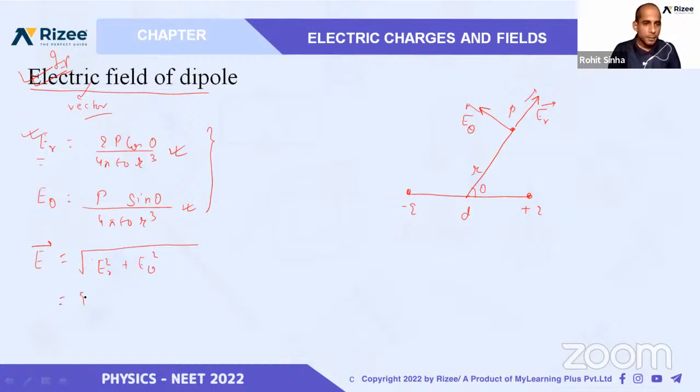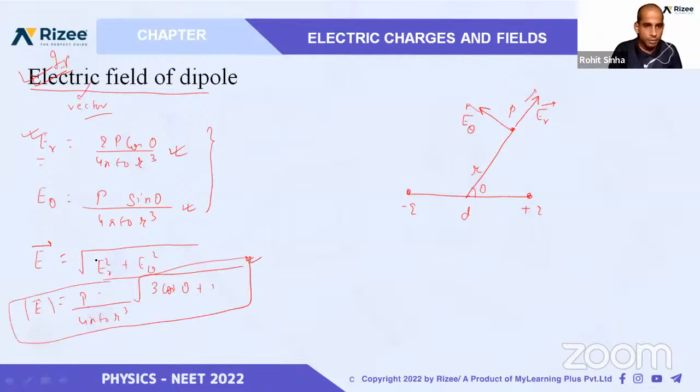What we get is p by 4 pi epsilon naught r cube under root 3 cos square theta plus 1. Remember, this is a very important formula. We will be frequently using it. Remember this. This is the magnitude of the electric field: E equals p by 4 pi epsilon naught r cube under root 3 cos square theta plus 1. When we put all these values here, we get this formula. So remember this.